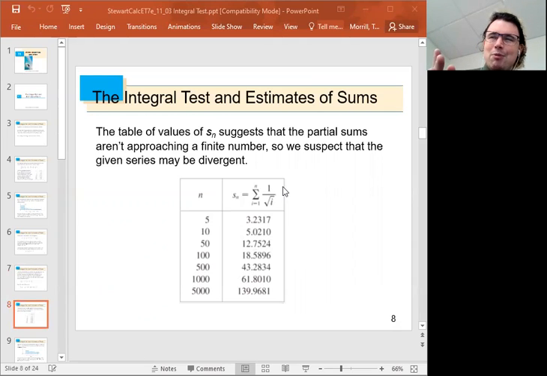Start at 1 divided by square root of 1, go all the way up to 1 divided by the square root of 5,000. Add them all up together and you will get about 139.96. Now, the list here does not seem to be converging, right? I would expect this to slow down over time, to stick to one particular value on the real number line, but I don't see that here.